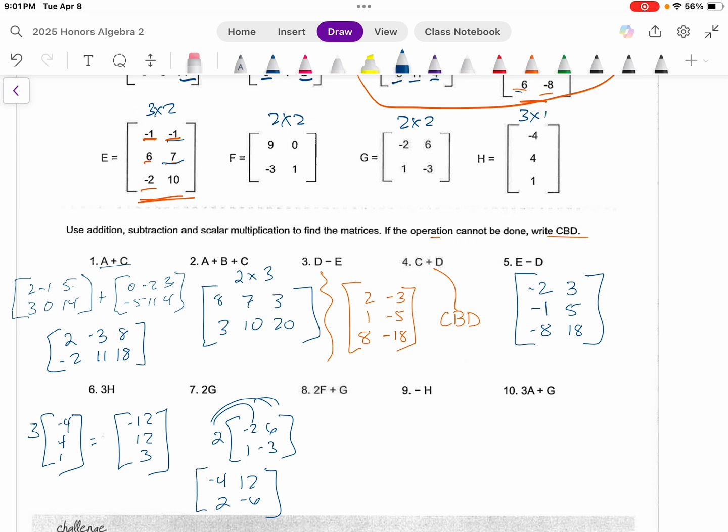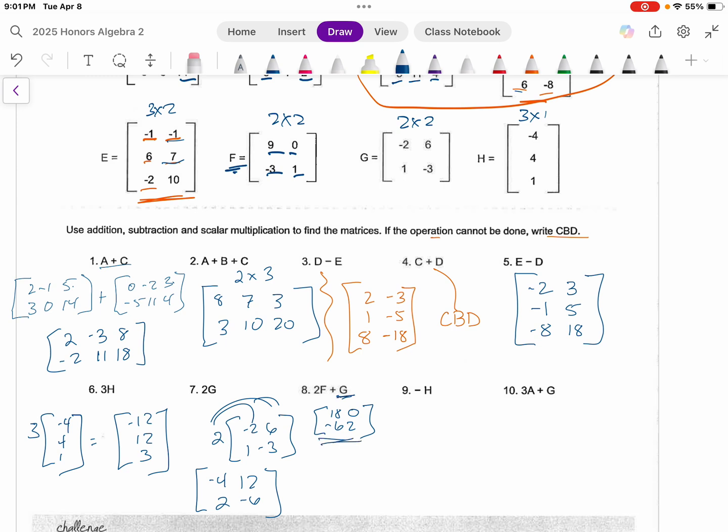Number 8 gets a little bit more complicated because I have to multiply F by 2 first, then I can add G and F together. So the first thing I gotta do is go up to matrix F and multiply all those elements by 2. So I'm gonna write that down real quick. 18, 0, -6, and 2. And then now I get to add this new matrix to matrix G.